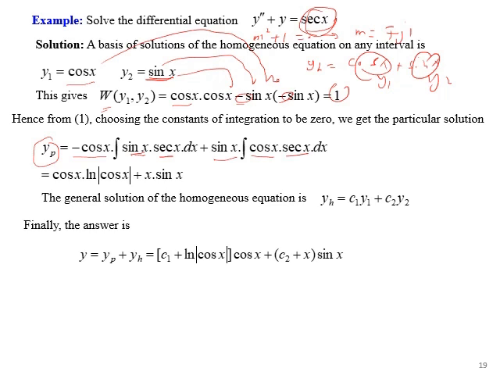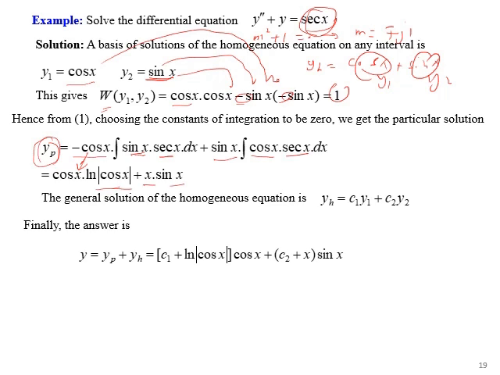Now, sine multiplied by secant means tan. The integration of tan is minus ln cosine, so minus minus becomes plus. Now, cosine times secant: the cosine cancels, because secant is 1 over cosine. So the integration of 1 is x, giving x sine x.